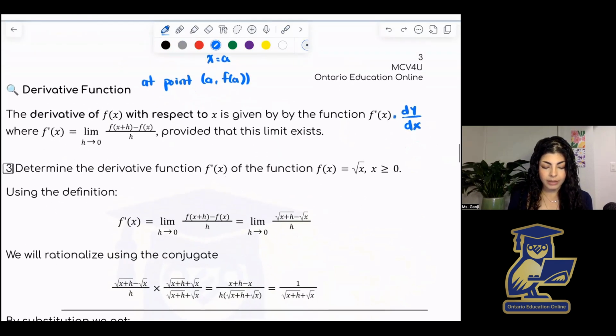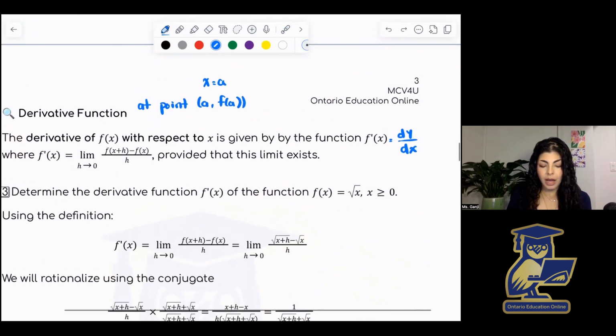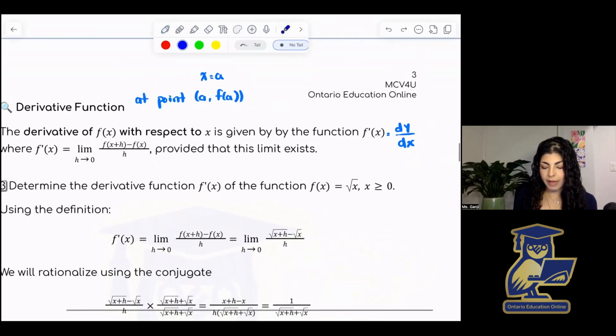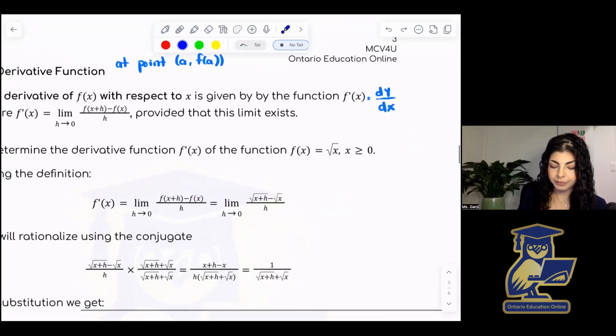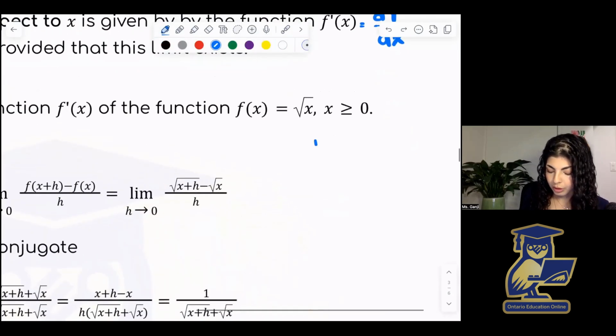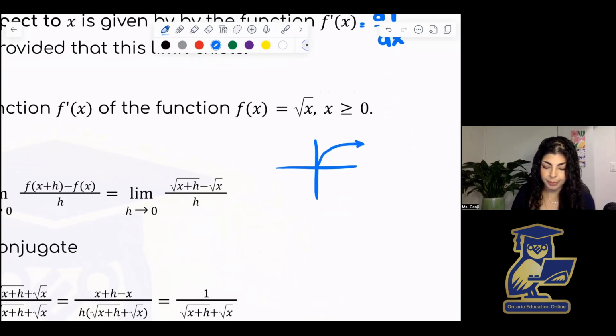Our next example, we're asked to find the derivative function of the function f of x given by square root of x. And notice here I have my domain, which is x is greater than or equal to 0. And if you remember this function, just to give you a sketch, has a shape like this.